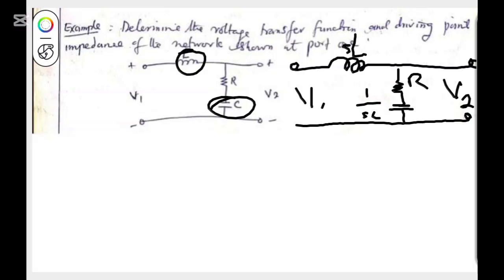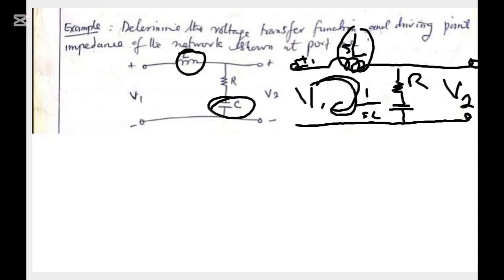So I'm going to write the KVL equation. Let's say the current is going like this. Let's say I have I1 here. The next thing I'm going to do is multiply this current by this SL, using the KVL.